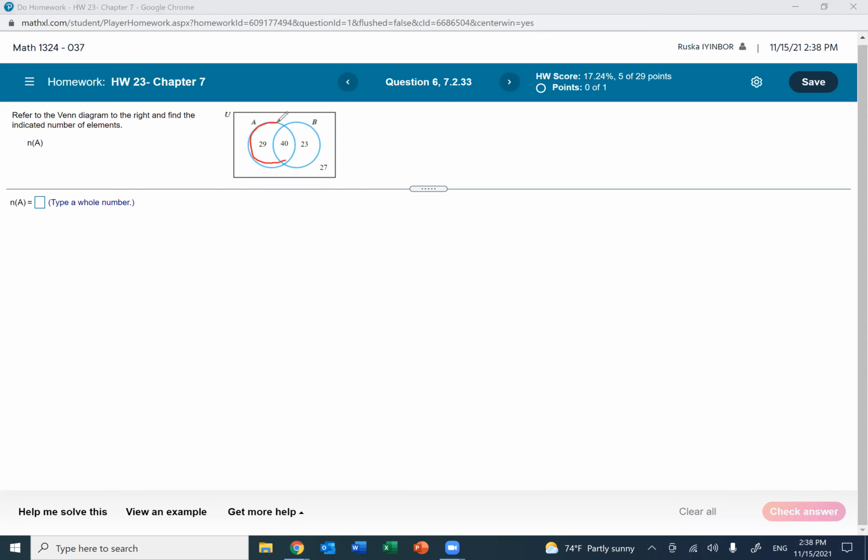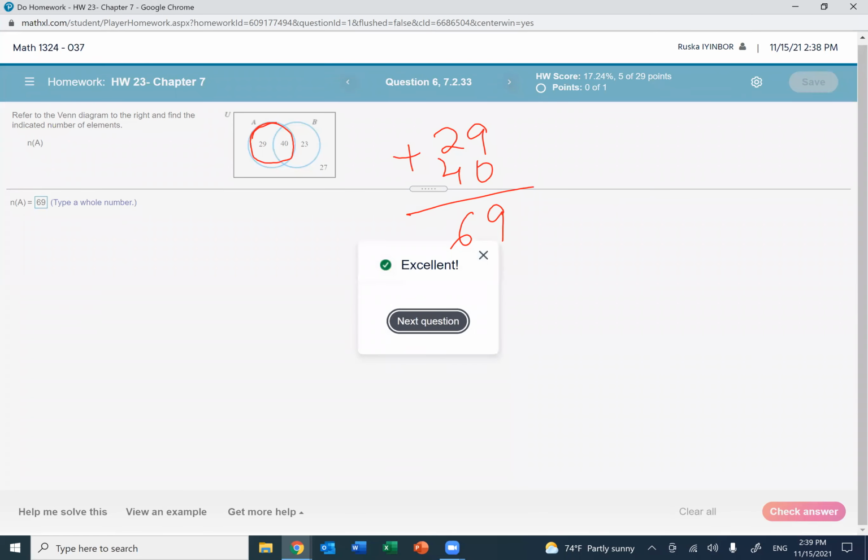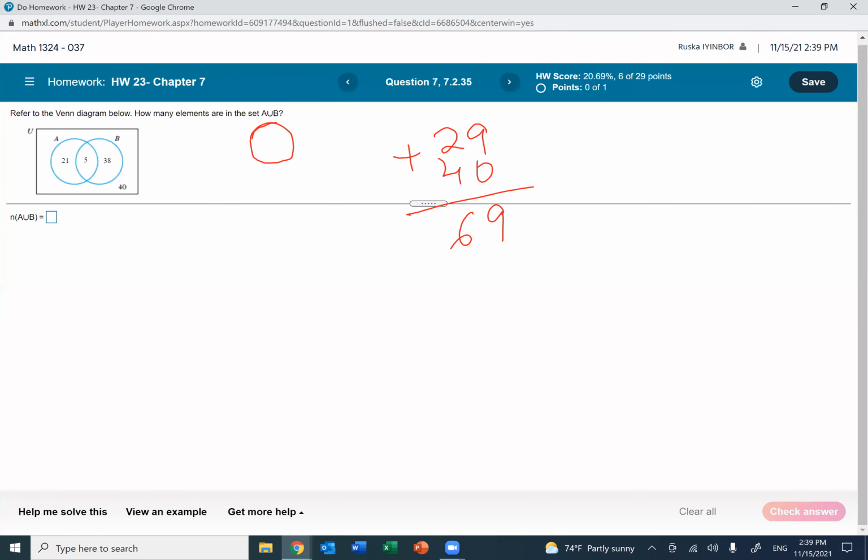So this is A. When I add 29 plus 40, that's going to give me my answer, n of A. So it's going to be 69. We're just adding the numbers in the area of A, whatever numbers are given. Okay, that's good, excellent. And then we're going to the next one.